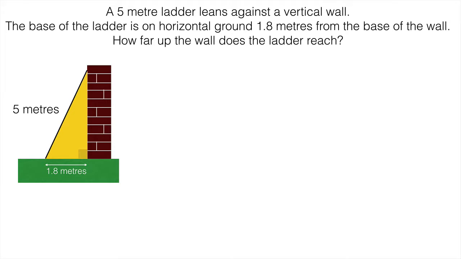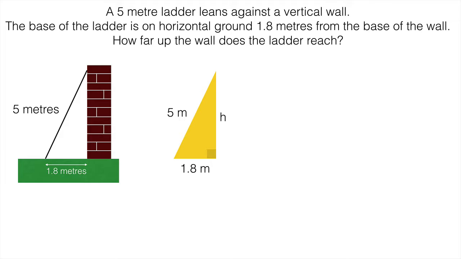So let's pull that triangle across to one side, and we'll mark in what we know. Well, we know the hypotenuse is 5 meters, that's the ladder. And we have 1.8 meters on the base. And what we're trying to find is the height of the ladder. So let's call that h. So h is the distance that the ladder will reach up the wall.